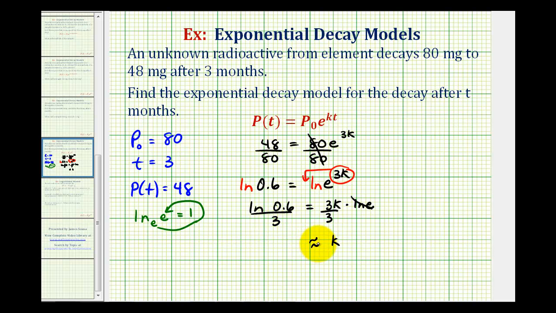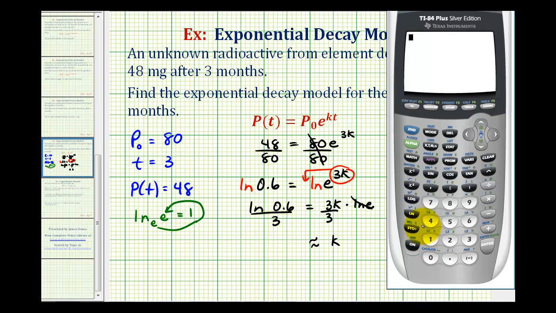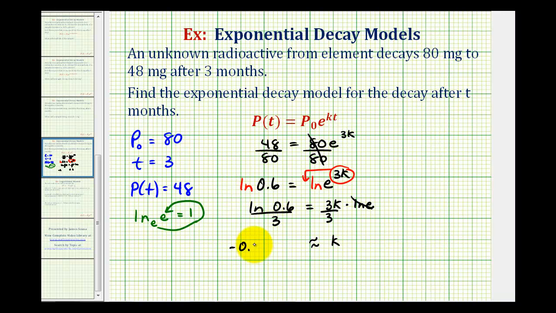And now we'll get a decimal approximation for our exponential decay rate. So we'll have natural log 0.6 divided by 3. We do want to include quite a few decimal places for accuracy, so let's include 6 decimal places. So we're going to have a k value of negative 0.170275. And now we have the information we need to write our exponential function. We know that P of t is going to be equal to the initial amount of 80 milligrams times e raised to the power of negative 0.170275t, where t would be the time in months.